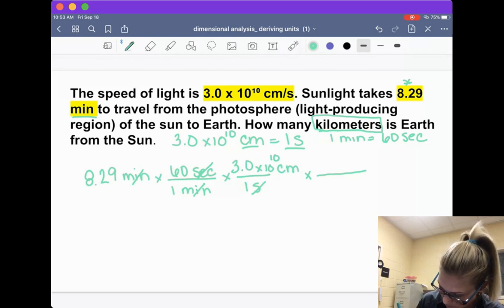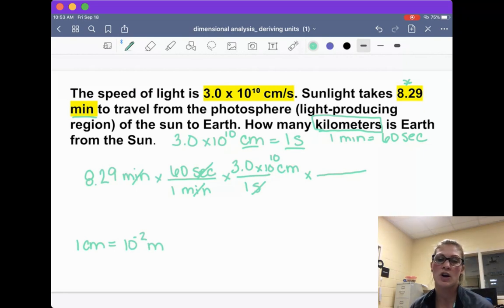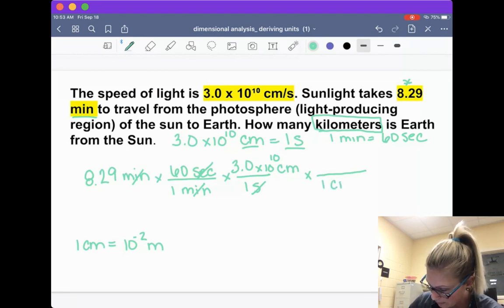Here we have for every 1 centimeter, it is equal to 10 to the negative 2 meters, right? So that's using our chart. We know that we always put the 1 with the prefix and the multiplier goes with the base unit. So I'm going to set this up in my fractional form. We've got to cancel out the centimeters, so centimeters go on the bottom so it can cancel and we can be left in the meter.